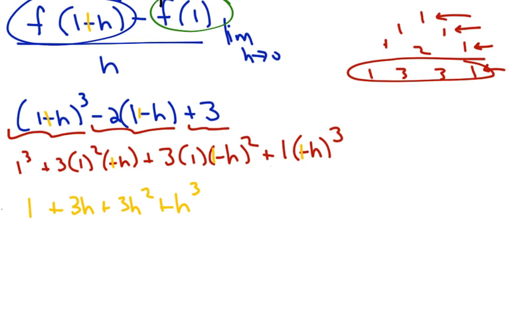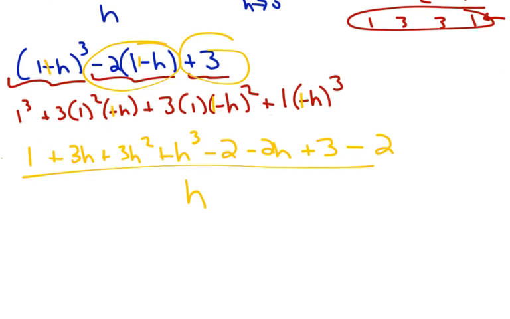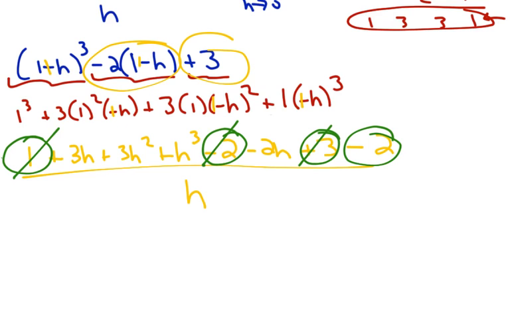And then my minus 2 minus 2h, and then my plus 3 at the end. And then I would subtract from that f of 1, which was 2. Now this should give me the right answer. So let's see, I have 1 minus 2 is negative 1, plus 3 is 2, minus 2 is 0, so those all went away. I have 3h minus 2h, which is 1h.